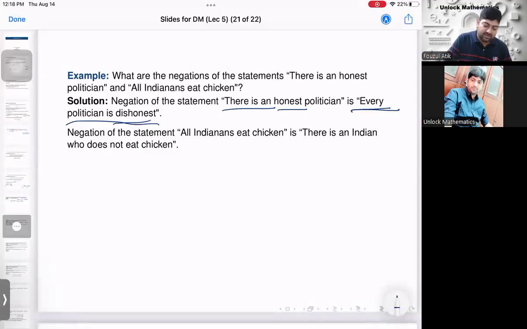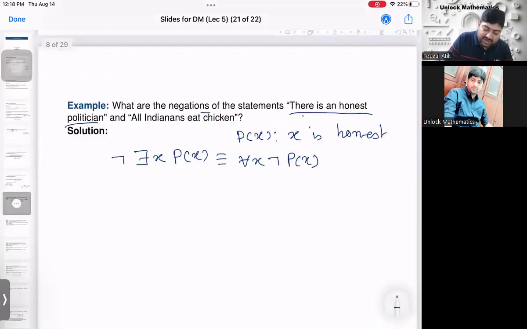Done. We have one more example. It says all Indians eat chicken. What is the negation of it? Now all Indians means for all. So here it is given as for all x, q of x. All Indians eat chicken. qx is such that x eats chicken. What is the negation of it?